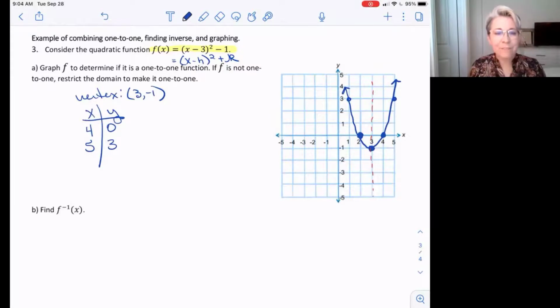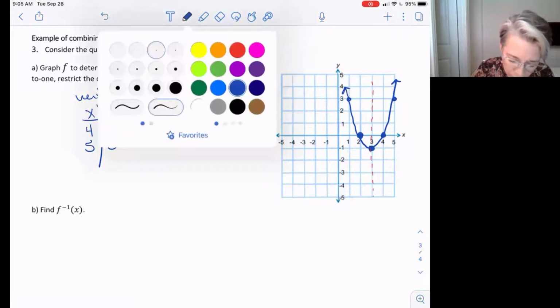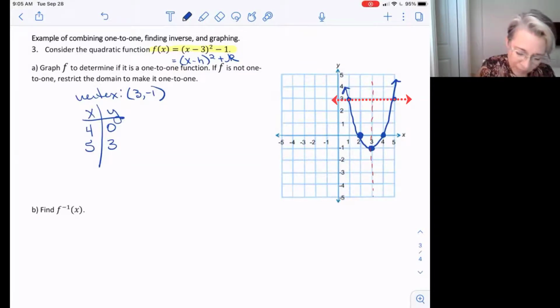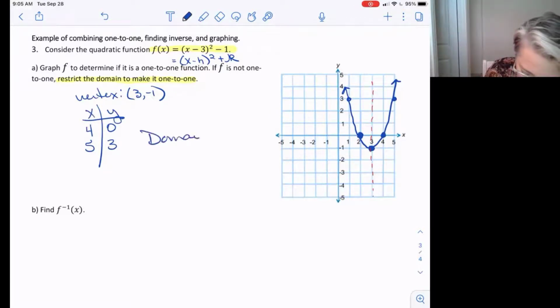Now, even though this is a function, it is not one-to-one. We can tell because if we were to pass a horizontal line through that graph, it hits the graph at more than 1 point. So that means we need to restrict the domain in order to make it one-to-one. In order to restrict this domain, we probably want to start at the vertex so we can get as much of this graph as we possibly can. So we will restrict the domain to where x is greater than or equal to 3.